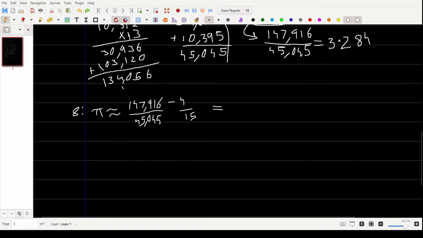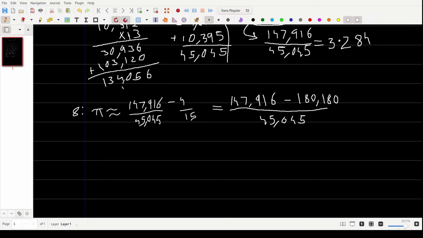This is amazing. Okay, yeah, so it's 147916 minus 180, 180, and then it's just 45045. There we go. We just need to subtract these. Oh my god, what is this? That's a negative number, bro. It's a negative number. I've gone wrong.